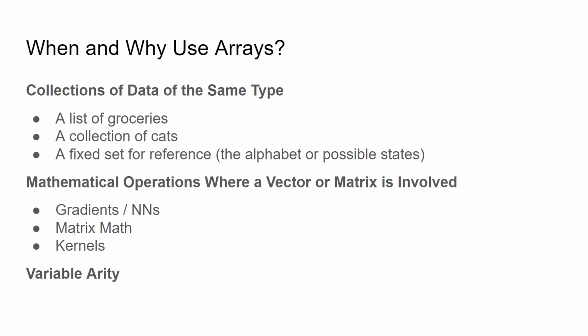So when and why should we use arrays? Well, one common use is collections of data of the same type. For example, a list of groceries, a collection of cats, the alphabet or possible states, which might be a static array which we don't change. We also use arrays a lot for mathematical operations. For example, we use these for neural networks when we operate with gradients, and of course we use them with kernels as we demonstrated in the Gaussian blur example. And we also use them for variable arity, as we just showed.